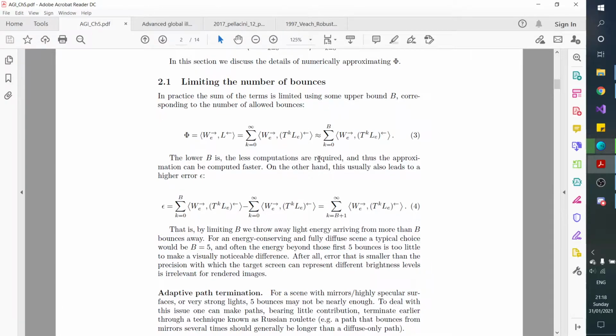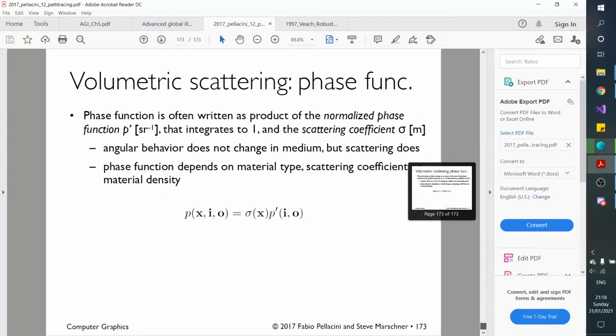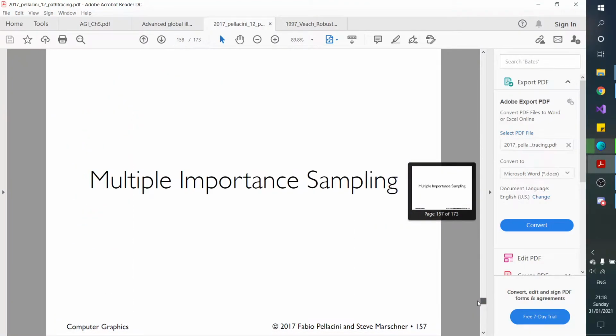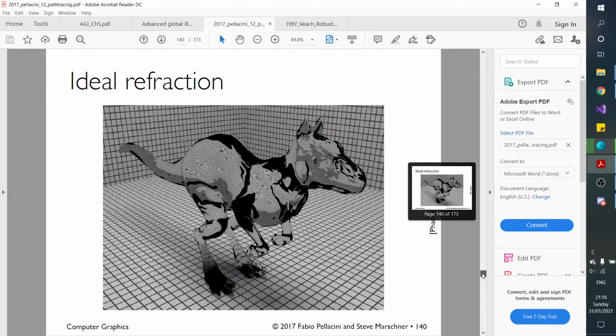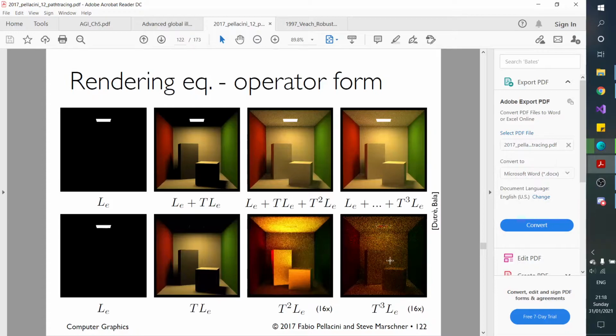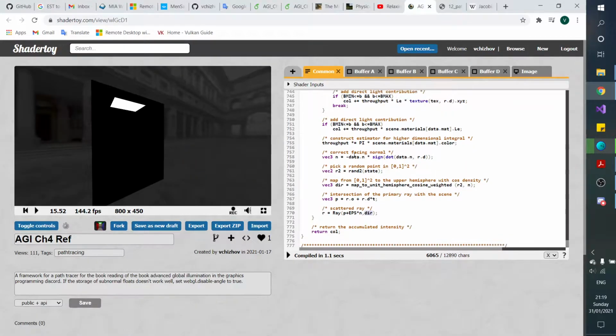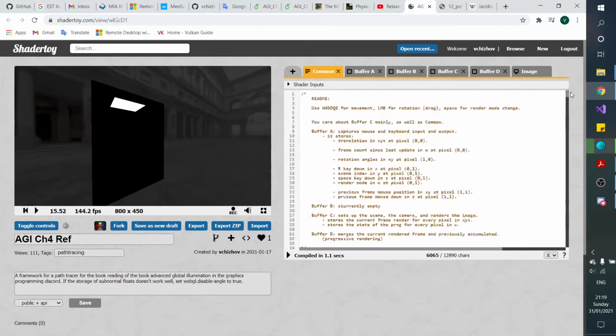Well, the idea is that if we choose B well, then the error after that would be too small. Let's see, do I have it here? I think I do. Okay, so for example, this is the 0th bounce, first, second, third, and you see the energy decreases. So if you stop at the 5th, the energy would be so small that it would be almost invisible. And I can show you the same thing in my code here.